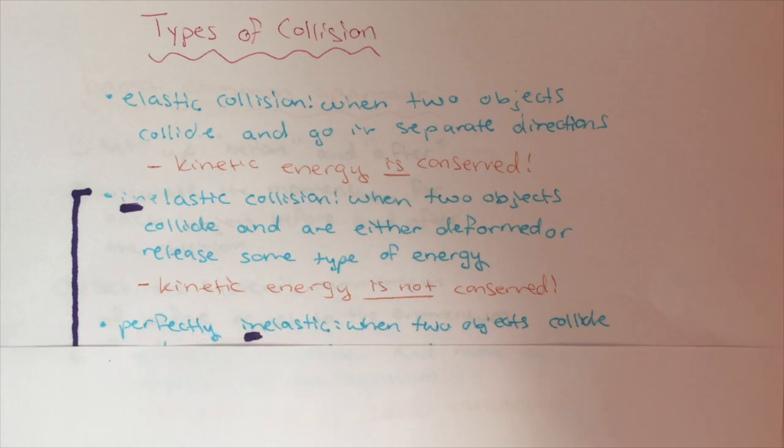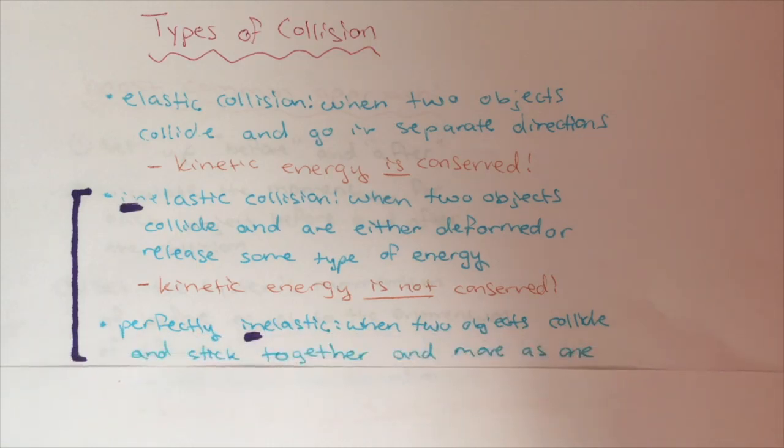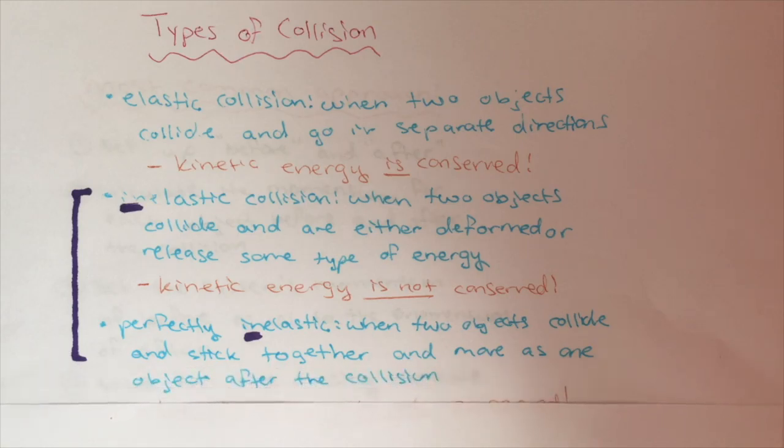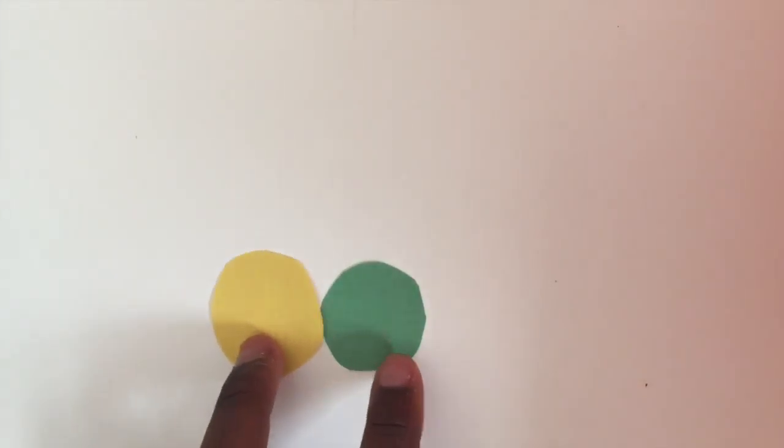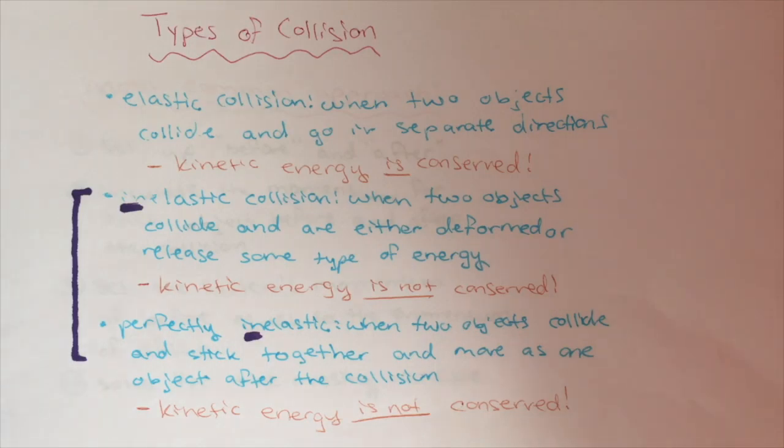The next kind of collision is perfectly inelastic, which is when two objects collide and stick together and then move as one after the collision. So in this type of collision, kinetic energy is not conserved. And if you think about it, it makes sense. If at first two objects were not together and then they came together, there had to be some kind of energy release that made them stick together, some kind of noise that was made or heat that was lost.